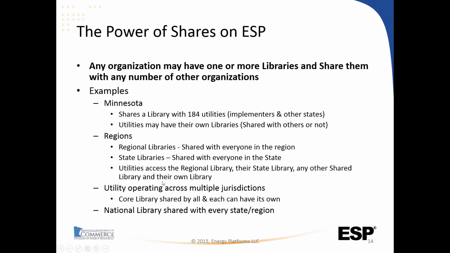This kind of flexibility was really built to allow utilities operating across multiple jurisdictions to build multiple libraries and manage those centrally, where they could have a core library to share common measures across the utility, and then have each of the jurisdictions maybe have supplemental measures that they use in their own programs in their own state. And of course, this would allow functionality at a national level as well.